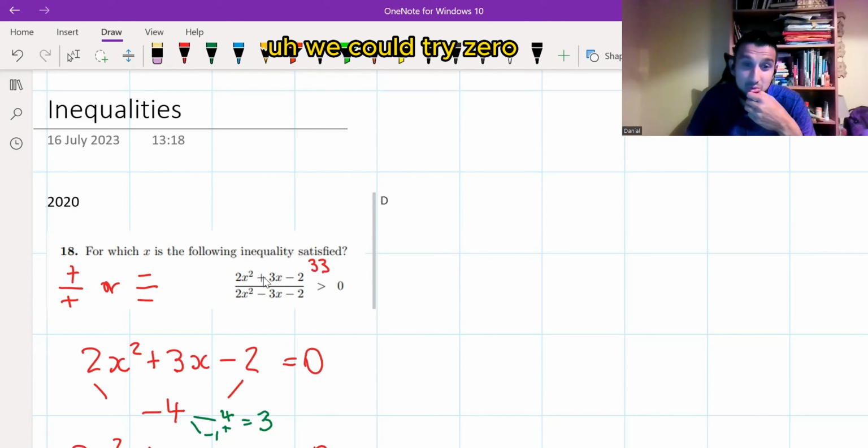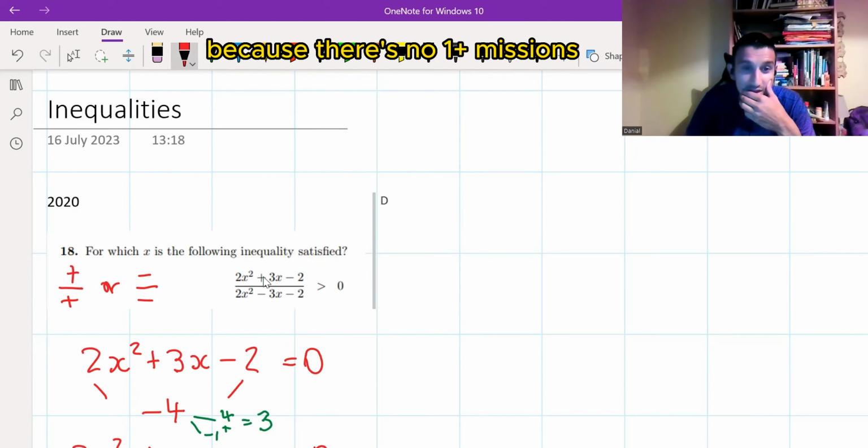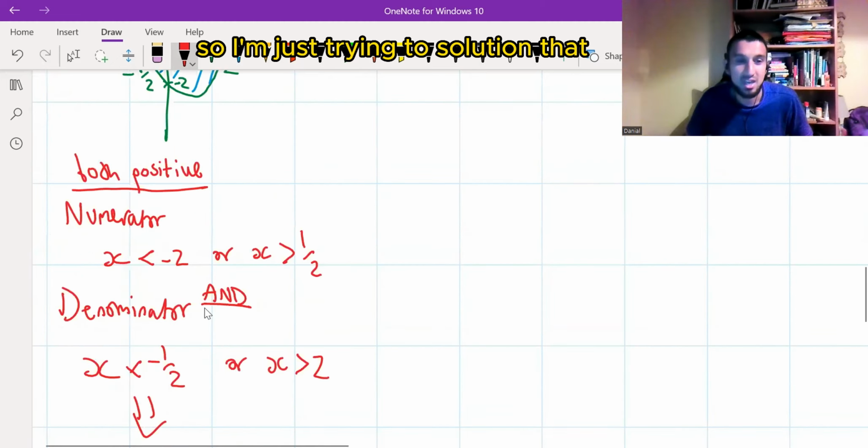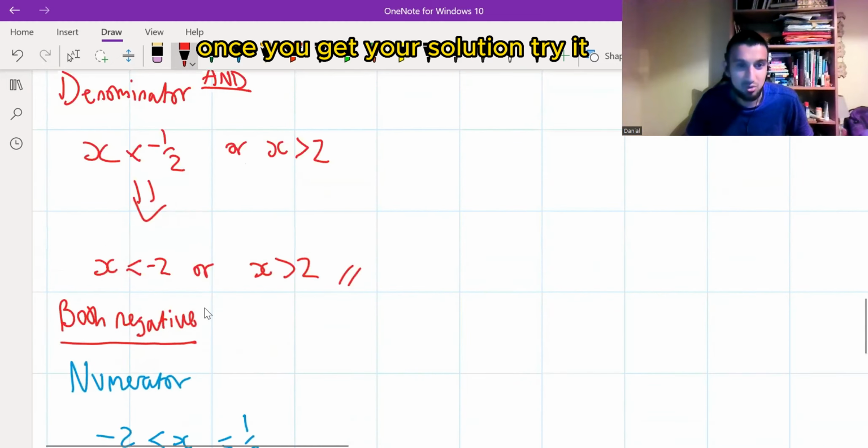We could try 0, which was another one of our solutions. 0 would be -2, -2. So -2 divided by -2. If x was 0, we'd get -2 divided by -2, which is 1, so greater than 0. So I'm just trying solutions there. Just literally, once you've got your solutions, try it.